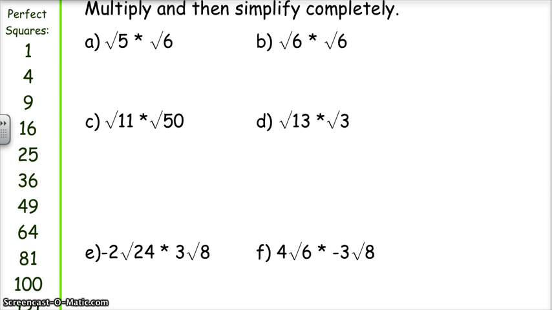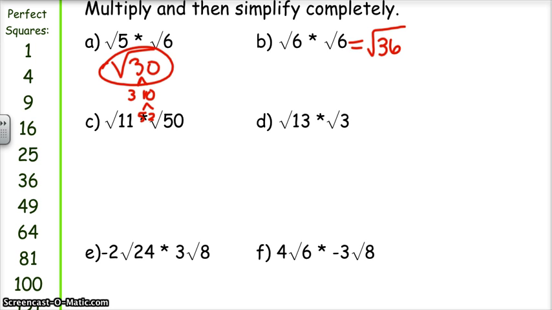All right, so multiplication. Multiply and simplify. The square root of 5 times the square root of 6 is the square root of 30. Simplify. This is the idea of breaking it down with your factor tree. 3 and 10, 5 and 2. I have no pairs, so the square root of 30 is reduced. The square root of 6 times the square root of 6 is the square root of 36. I can do the square root of 36. It is just a plain old 6.